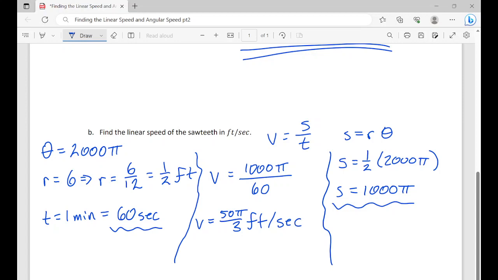But if you want the actual approximation that's a little bit easier to see, this actually turns out to be 52.36 feet per second, rounded to 2 decimal places. So the approximate answer and the exact answer for this question.